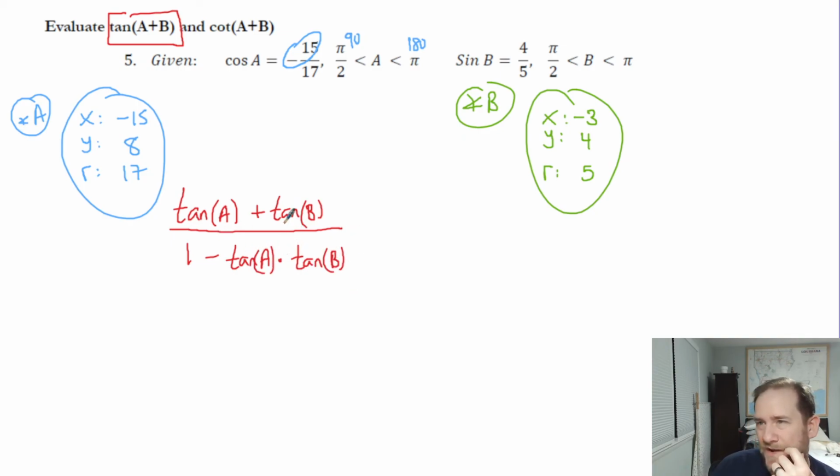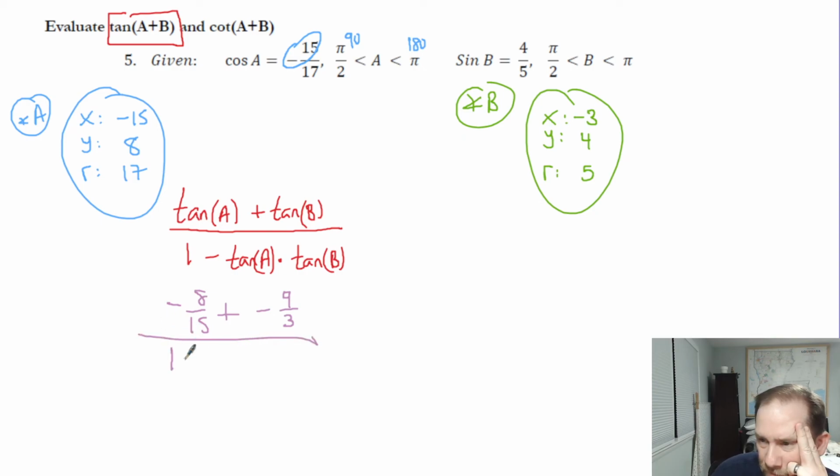And I've got all those values because now that I've got my x, y, and r, we know that tangent is just y over x. So for A, it's going to be negative 8/15. We know that for B it's going to be negative 4/3. In the denominator we'll have 1 minus negative 8/15 times negative 4/3. But there you go. There's your whole expression in lavender. Now we just have to evaluate it.